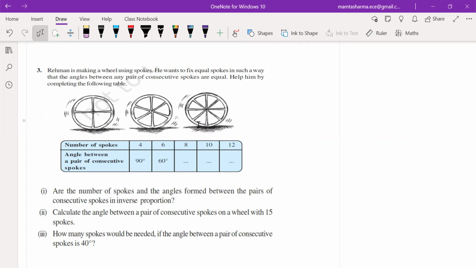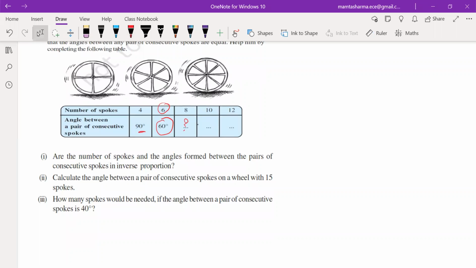Rahman is making a wheel using spokes. These are the spokes. He wants to fix equal spokes in such a way that the angle between any pair of consecutive spokes is equal. If we fix 4 spokes, the angle between them is 90 degrees. If he fixes 6 spokes, the angle between them will reduce. If he fixes 8 spokes, what will be the angle between 2 consecutive spokes? That is the question.